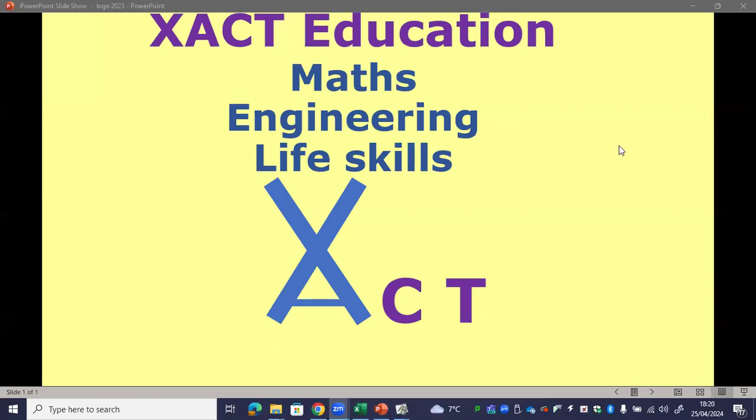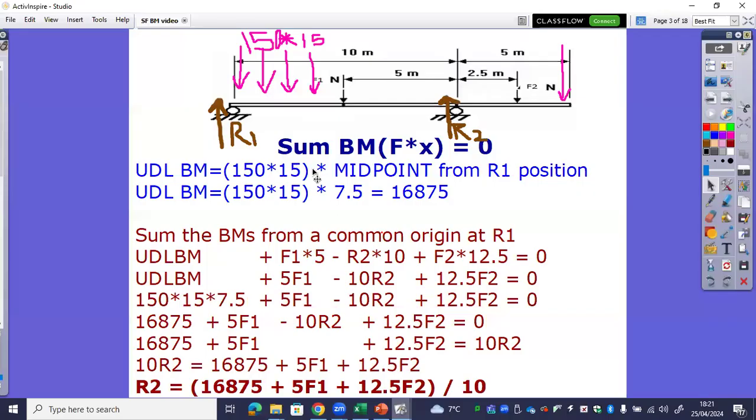Hi there. The purpose of this video is to generate shear force and bending moment diagrams for a loaded beam through Excel. So let's jump into the problem. We've got a loaded beam here, uniform distributed load of 150 newtons per meter, 15-meter long beam. You can see there's an overhang here.